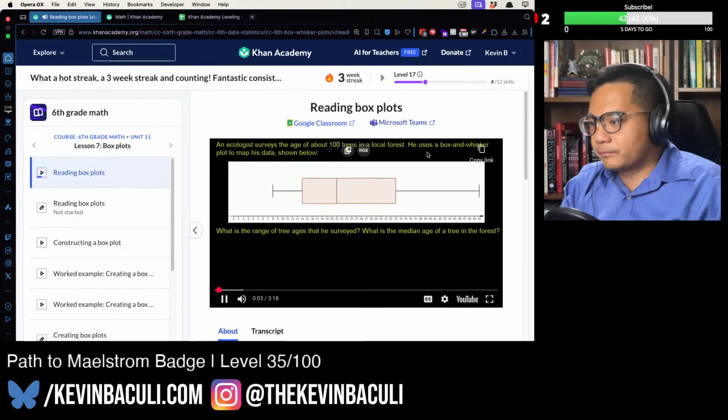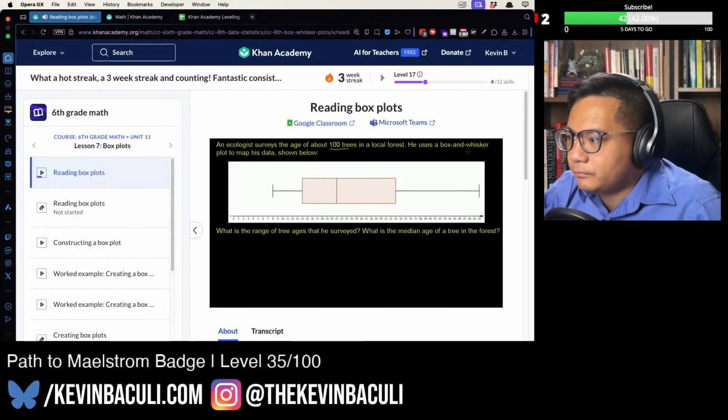A psychologist surveys the age of about 100 trees in a local forest. He uses a box and whisker plot to map his data, shown below. What is the range of tree ages that he surveyed? What is the median age of a tree in the forest?